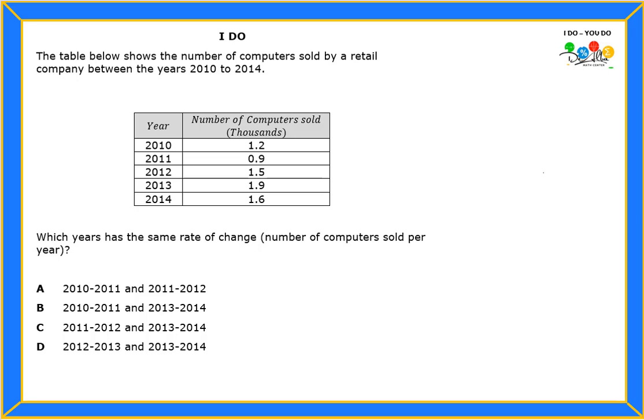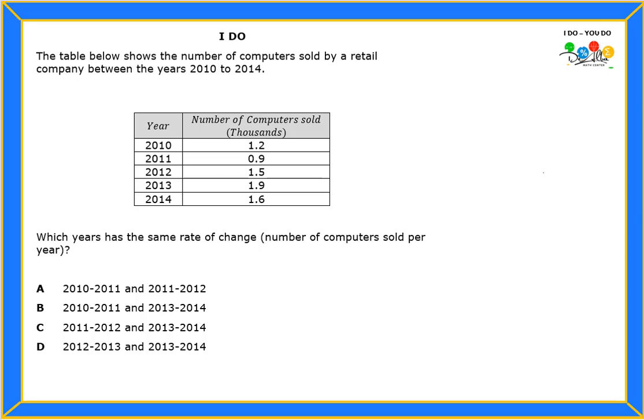And it says, the table below shows the number of computers sold by a retail company between the years 2010 to 2014. Which years have the same rate of change? Number of computers sold per year.